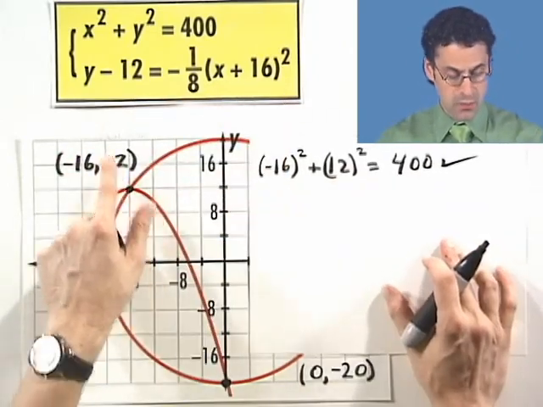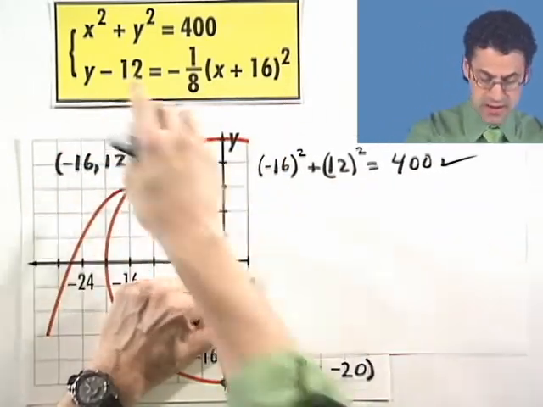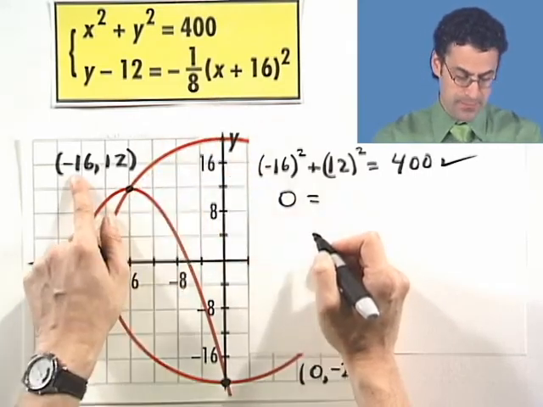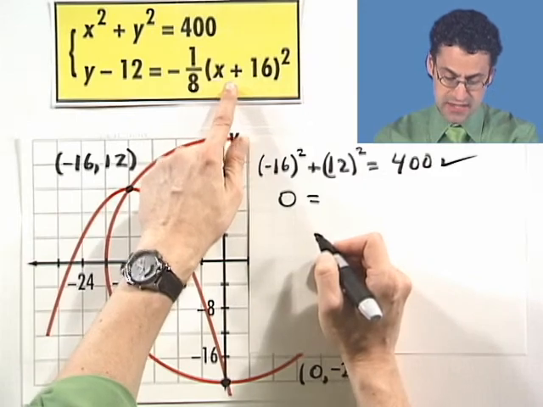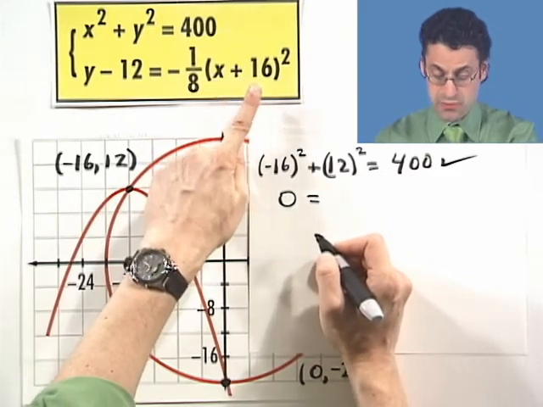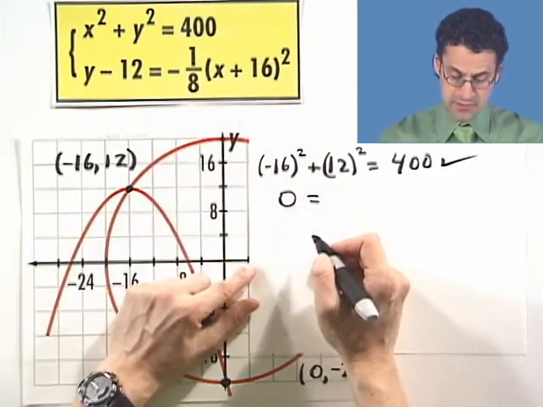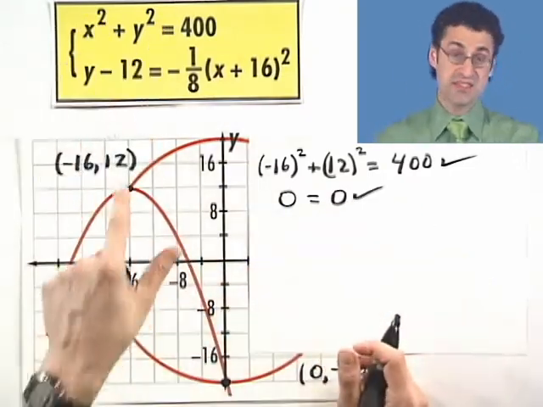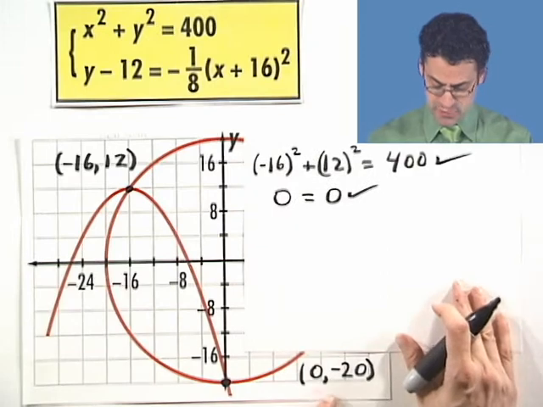Now, what about the second equation? Well, here I'm going to put in y equals 12. So I see 12 minus 12, that's 0 on this side. And what do I see on this side? I put a negative 16 here. I see negative 16 plus 16 is 0, squared is 0, times negative 1/8 is 0, and so that checks as well. So this point satisfies both. This is indeed the exact solution. Let's see if this one is as well.